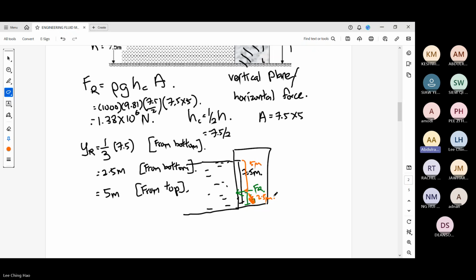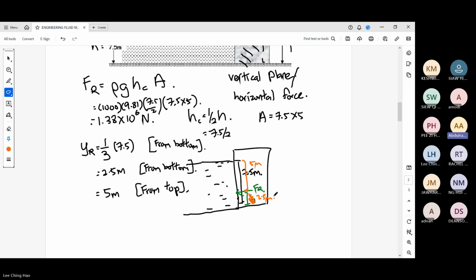Sir, I didn't understand the part about the surface. I know how to solve it, but which one is the answer? Is it 2.5 or is it 5? For this case, it must be 5 because the question has specified depth. If the question only says find the location of the hydrostatic force, both are correct. Because they specified depth, depth has to be calculated from the top downwards. Then it's only called depth. So this is how you do it.